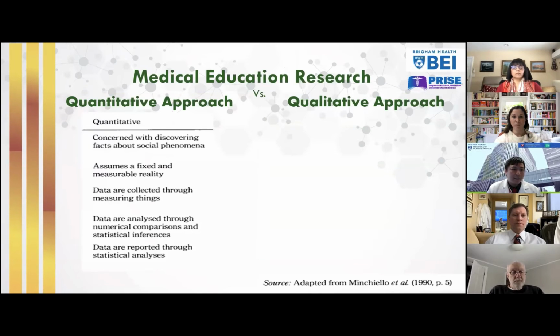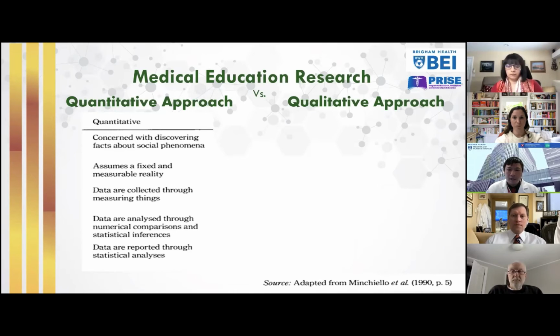When we take a quantitative approach to a question, we're really more concerned about discovering facts about social phenomena. Some of the assumptions that we have is there's a fixed and measurable reality, because that's what we're ultimately doing: quantifying and measuring things. That's how we collect data. We measure things. We look at pulmonary function tests. We look at compliance rates by looking at readmissions or presentations to the emergency room. And then we analyze that data by using numerical comparisons and statistical inferences. So a lot of the biostatistics that many of us go through, and ultimately the data is reported through statistical analyses.